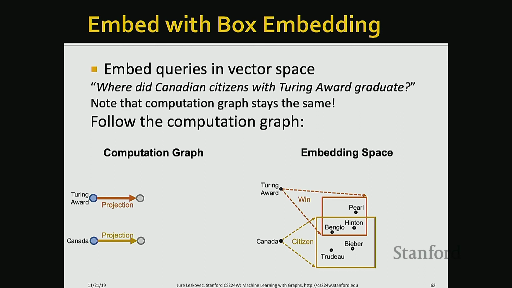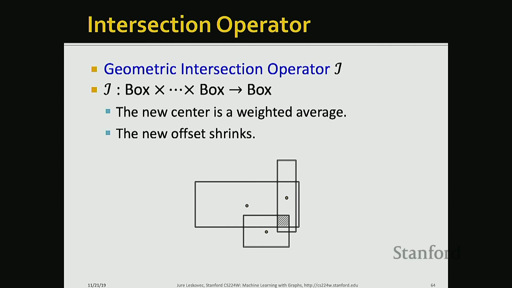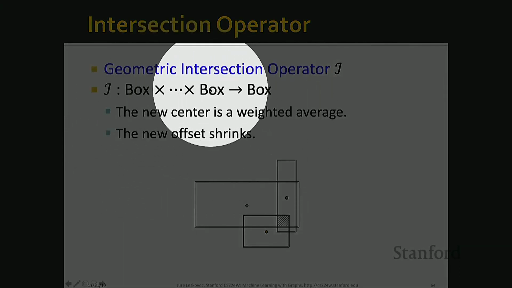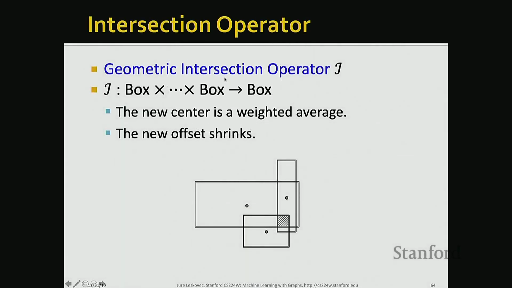Same from Canada citizenship, but now we need the intersection. And visually, you can already see it. It's going to be this area, but how do we actually compute it? We had this projection operator before. Now we're going to have an intersection operator that goes from a set of boxes to a new box that represents the intersection.